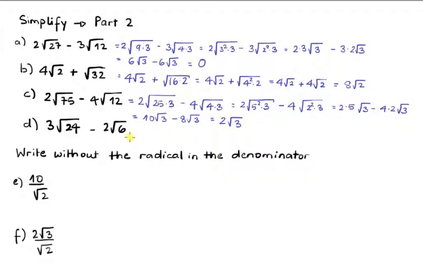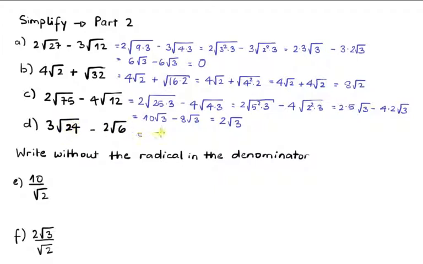And finally, in this case, the last one here, let me switch color, let me do it in green so you can see the difference. 3 root 24 minus 2 root 6. Again, I'm asking myself, how can I express root 24 best? As in, how can I express it as a product of perfect squares? And I'm thinking 4 times 6 actually isn't bad, because 4 is a perfect square.